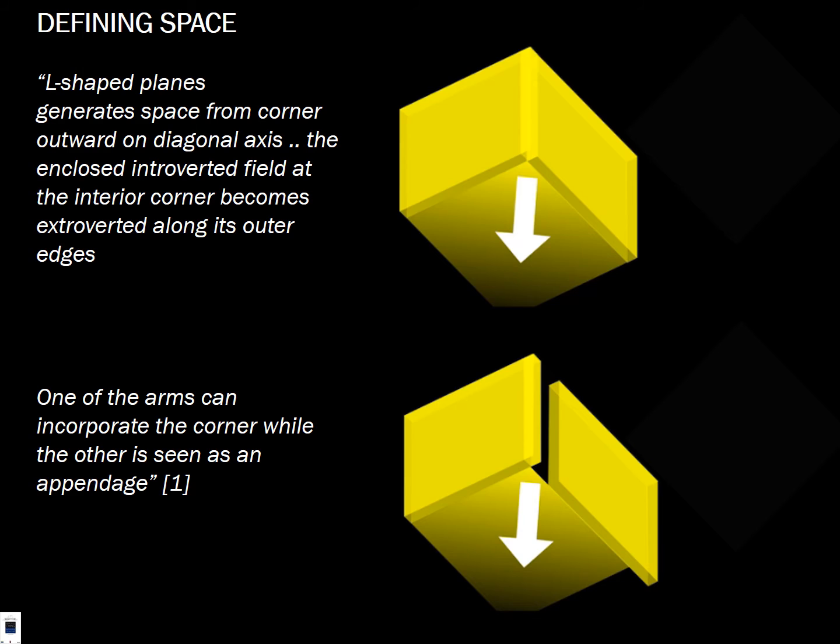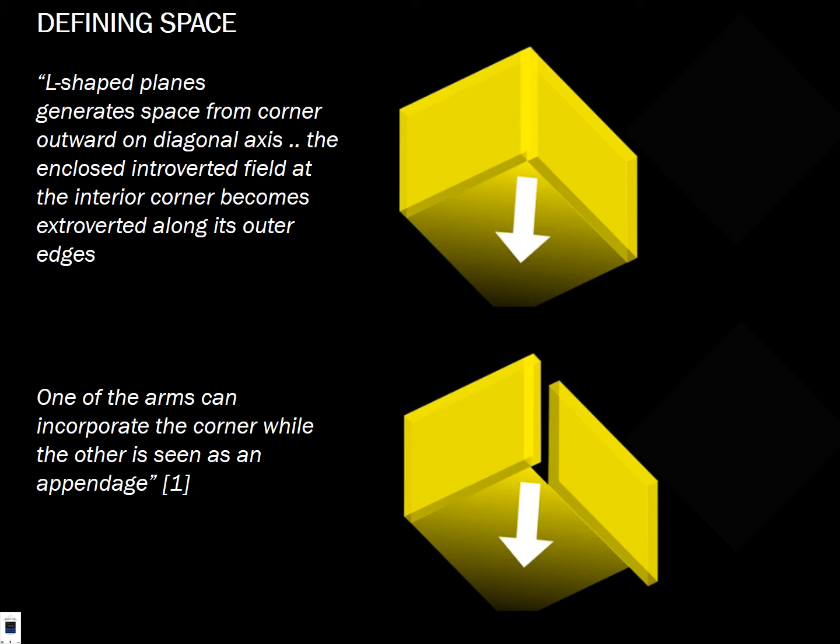So, more in defining the space here. An L-shaped configuration can define a space with a solid corner. And then if you separate that corner, make it not a fixed corner, one of the arms can incorporate the corner while the other is seen as an appendage. So it's an interesting way to play with the form.